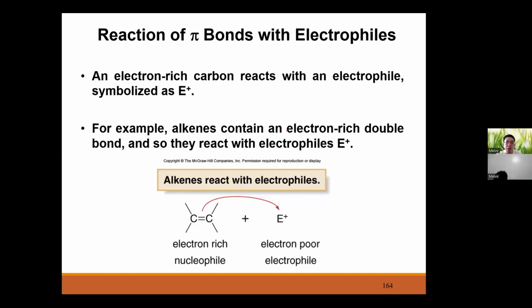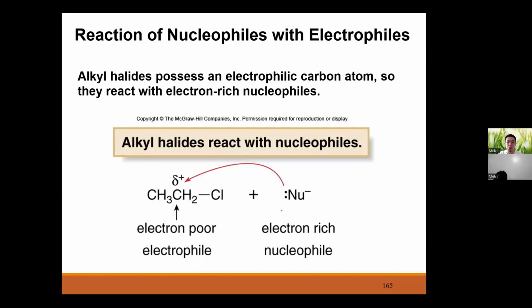For example, alkenes containing an electron-rich double bond react with electrophiles. This is called electrophilic addition. You will see this reaction again with alkenes. Since the double bond is electron-rich, it is a nucleophile. The pi electrons can be donated toward the electrophile, which is an electron-poor region.